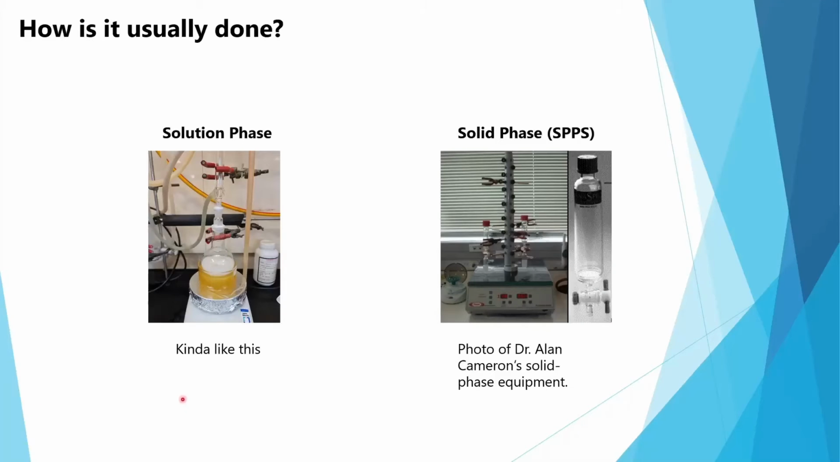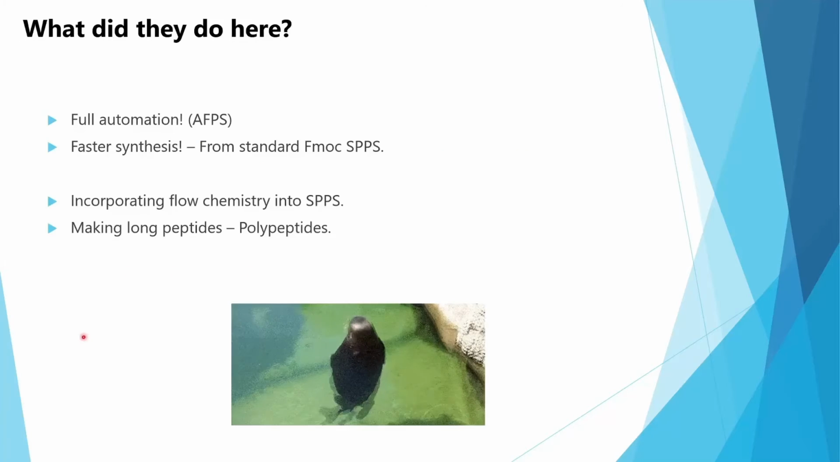We can do these reactions in solution like we see here. This is just a photo from my fume hood. And we can also do them in solid phase, where we use C-terminal amino acids which are linked onto an insoluble resin to solid support. This is the photo I just grabbed from Dr. Alan Cameron's slides, so shout out to him. And they both have advantages and disadvantages, but I won't go too much into detail on that because I'll basically be focusing on solid phase. So what did they do in this paper?